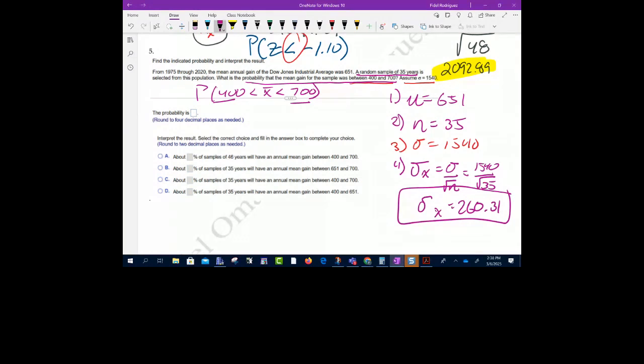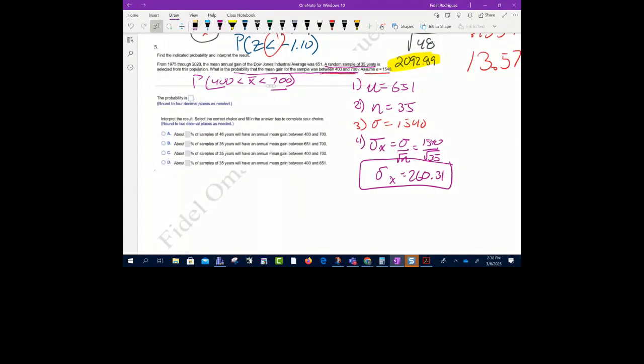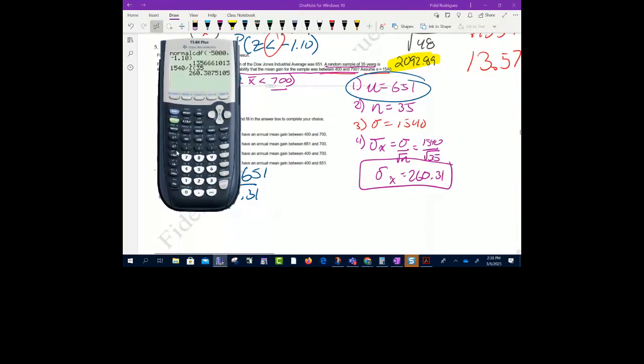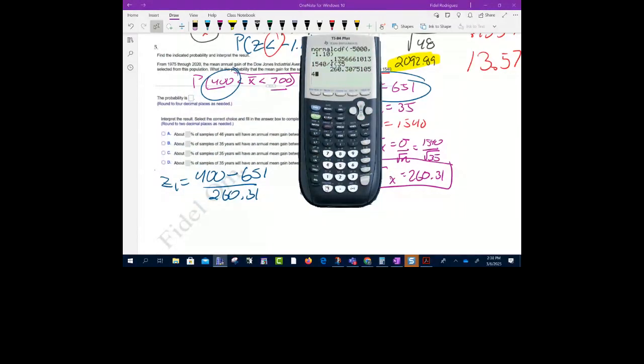Again, hey, look, the average change in those 35 years is not as much as the overall change. Okay, let's do this, y'all. Let's find our two z-scores. Okay, z1, we're going to take our first x value, 400, minus our average, 651, and divide it by that. So 400 minus 651, and divided by 260.31. Okay, negative 0.96.